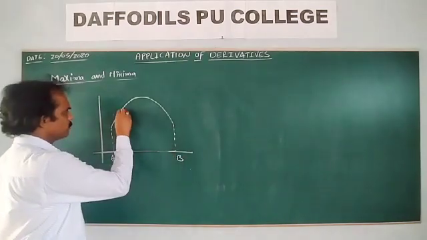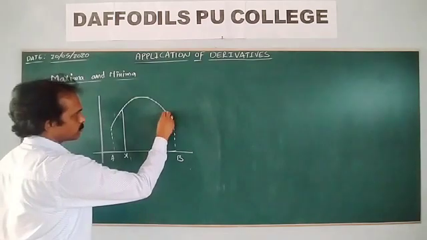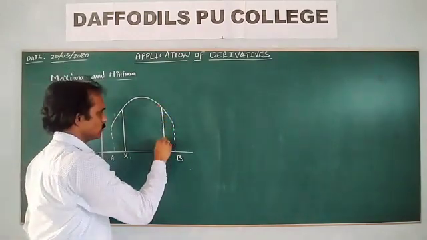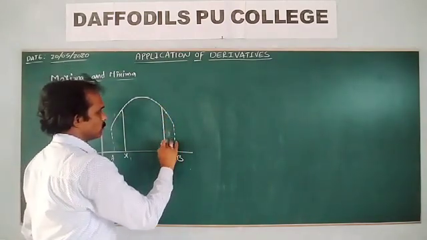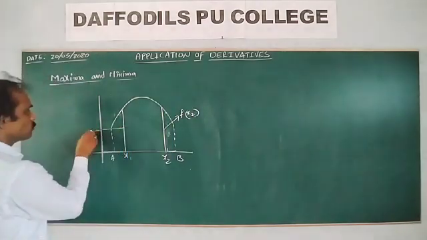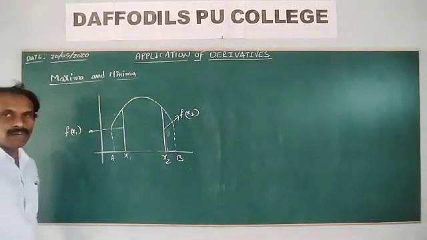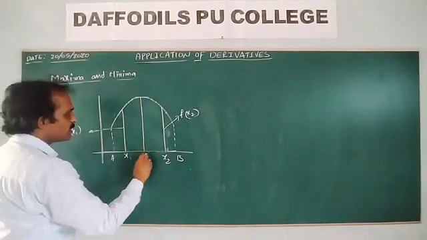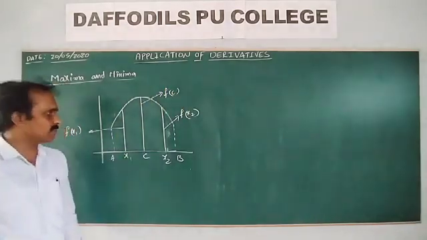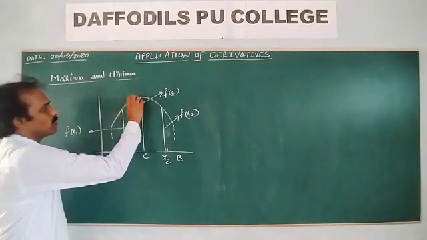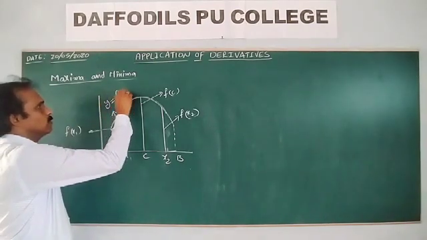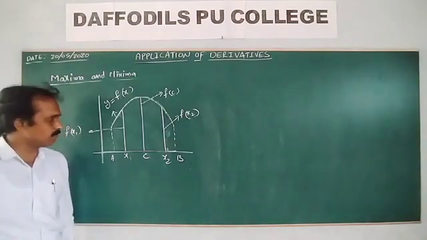A, B, x1, x2, f of x2, f of x1. Let the point C, this is the C point, so this is f of C. Observe the function, the curve y is equal to f of x.